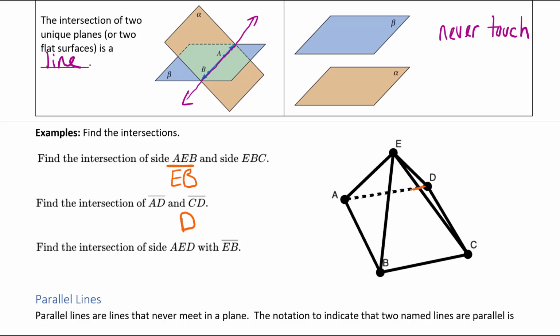All right, let's see what else we got. Find the intersection of side AED. So that's AED here in the back triangle with segment EB. So the intersection is going to be just a point because the intersection of a plane and a line could possibly just be the point, and that point is E. Okay? Awesome.